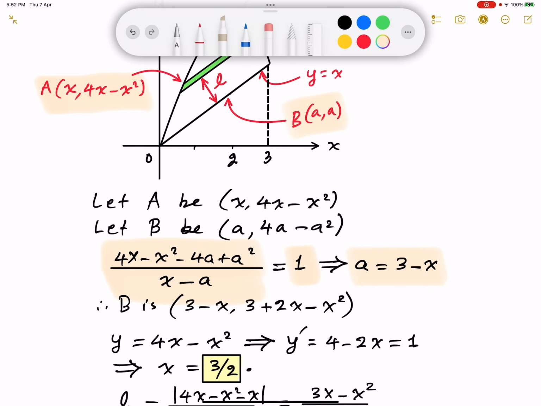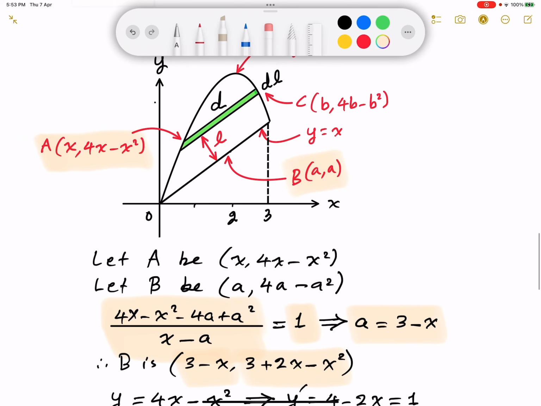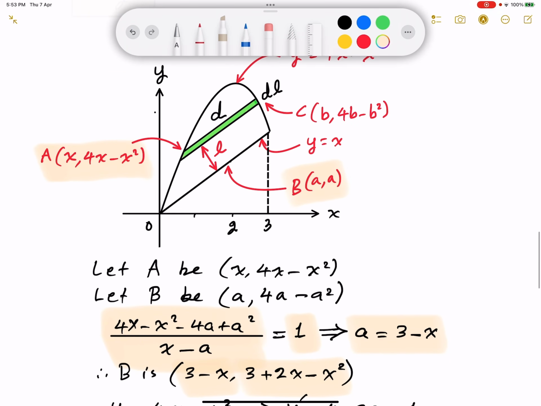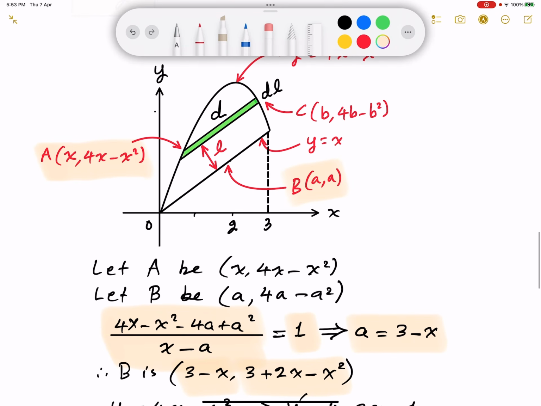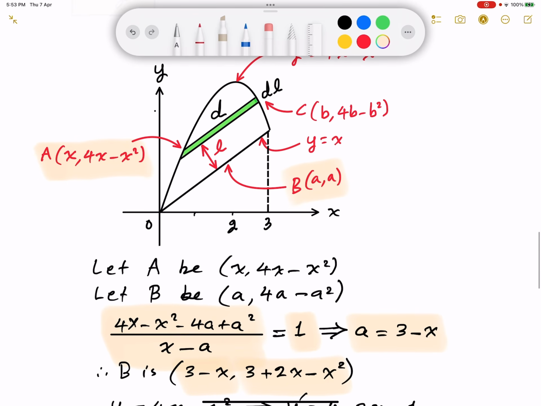So now we know the coordinates of the point B, 3 minus x, and 3 plus 2x minus x squared. So now we know the coordinates of A, we know the coordinates of B. Now we're left with the coordinates of C. What is C? C is a point on the curve itself. So I will call it b, the x coordinate, and of course the y coordinate is going to be the substitution of b into the equation of the curve, which is basically going to give us 4b minus b squared. Okay, so now how to calculate for b?